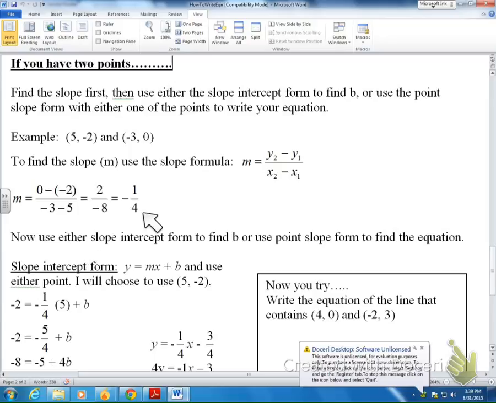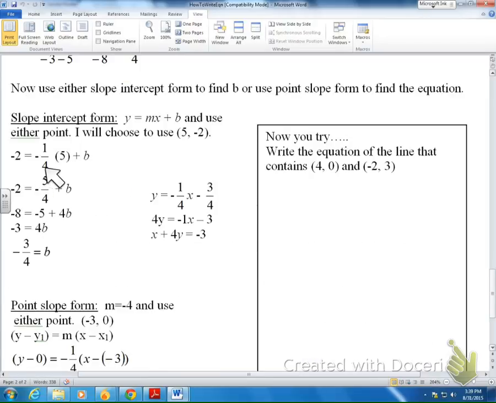Once we figure out what our slope is, now we're going to use slope-intercept form to find b or point slope form to find the equation. Let's review how to use slope-intercept form. So I have my slope of -1/4 that I found, and I'm going to use the point 5, -2. So I plugged 5 in where the x goes and -2 where the y goes, and I solve for b.